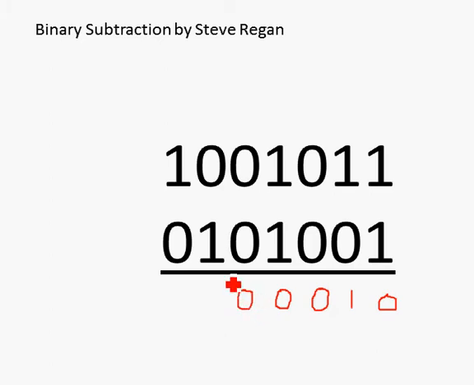Now we come across a situation where we can't take 1 from 0, so therefore we have to borrow from the column to its left. So we cross that out and we put a 2 above that. Now I like to put a 2 there to denote that you are taking actually 1 from 2.